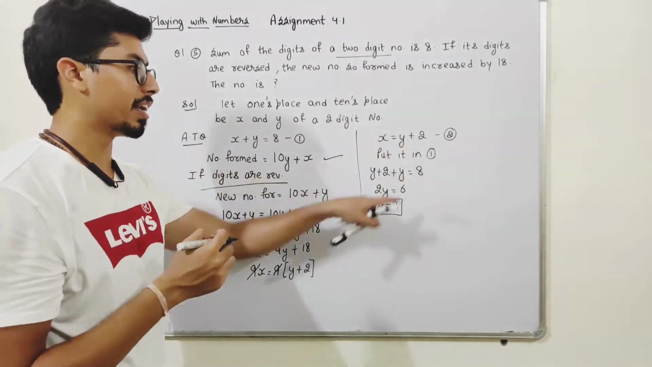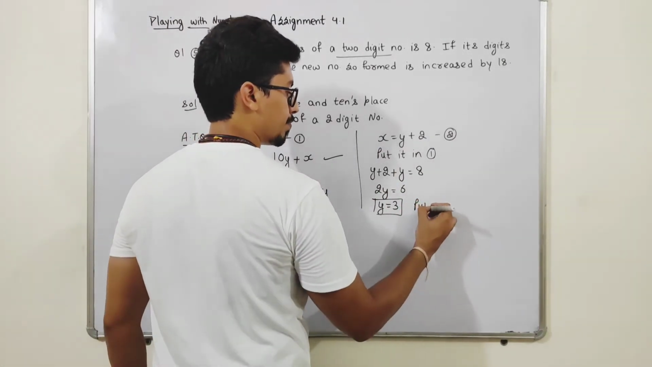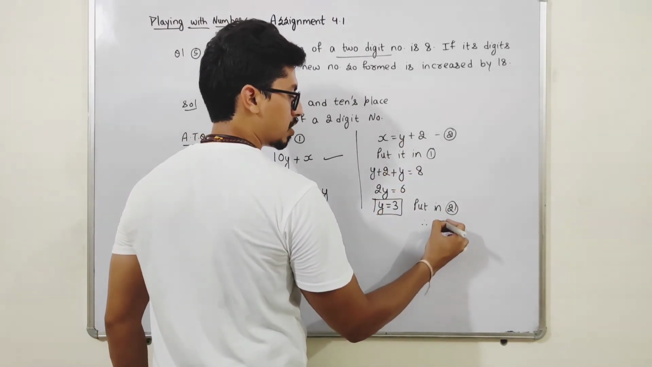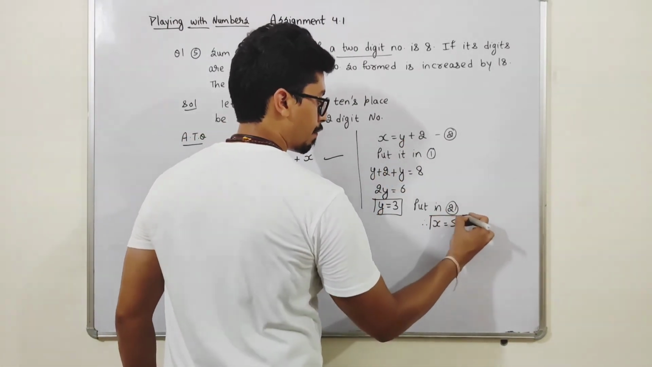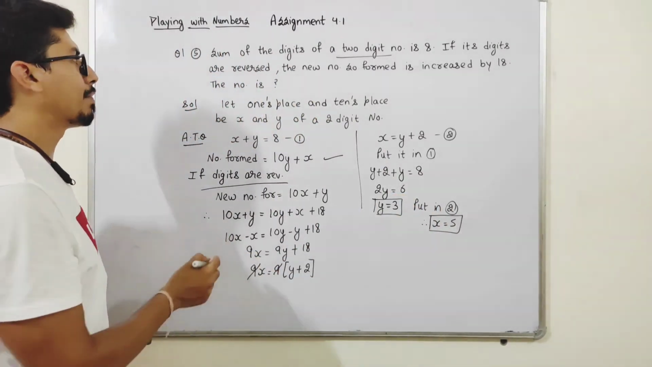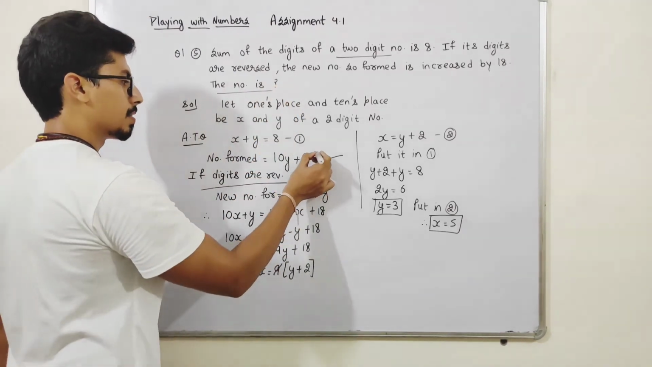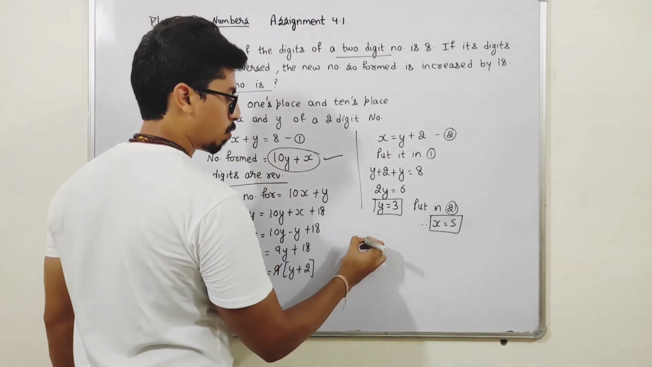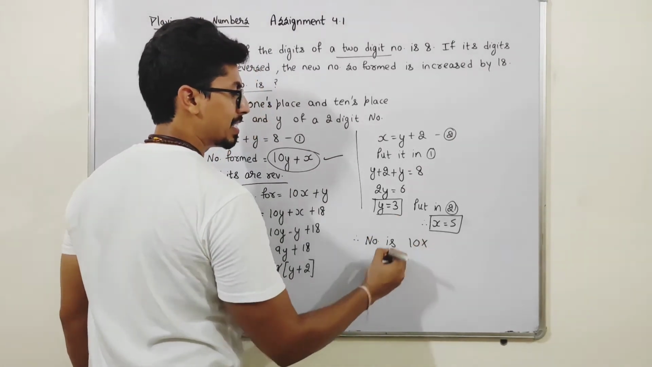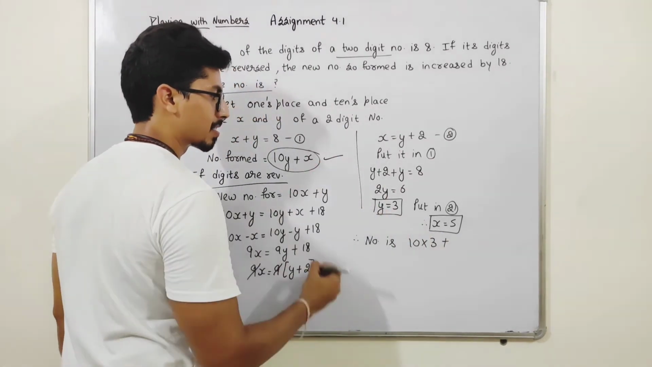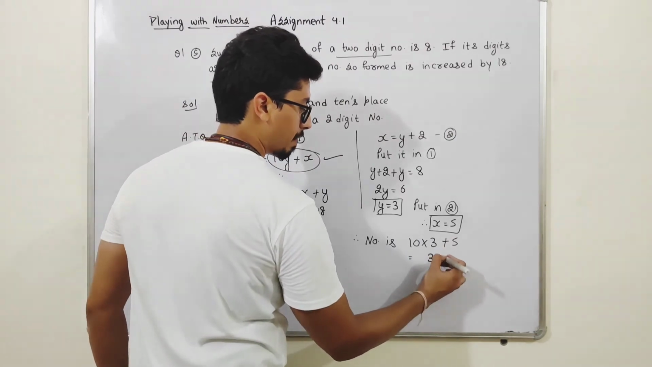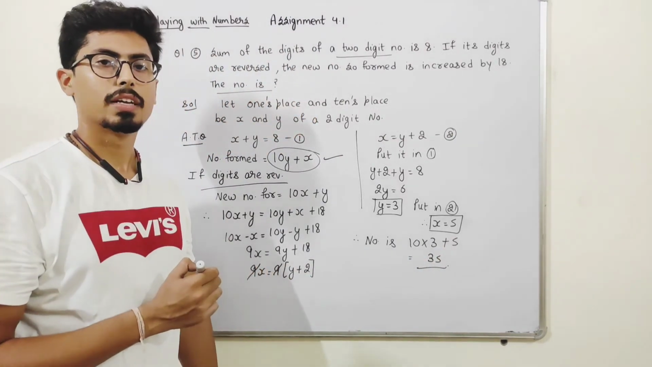So when I put it in equation number 2, put 3 here, therefore x is equal to 3 plus 2, that is 5. Okay. Now students, we got both x and y. What we have to do? We have to find the number. The number is 10y plus x. Therefore, the number is 10 into y, y is 3, plus x is 5. So the number is 10 into 3, 30. 30 plus 5 is 35. So the answer is 35, students.